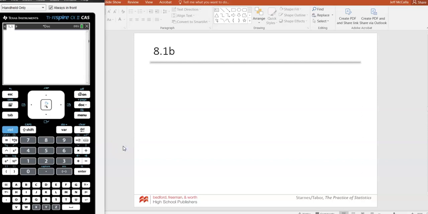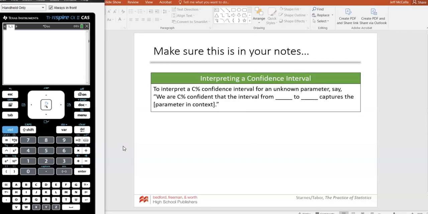Okay, this is the second half of lesson 8.1. Just to remind you, and make sure you have this in your notes if you were taking notes remotely yesterday: interpreting a confidence interval. This is the script we use to interpret a confidence interval.